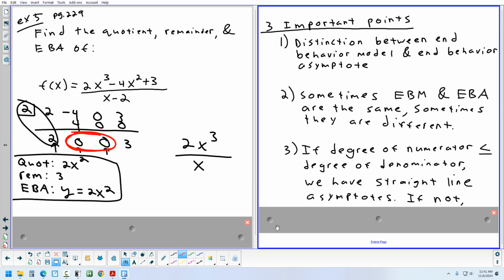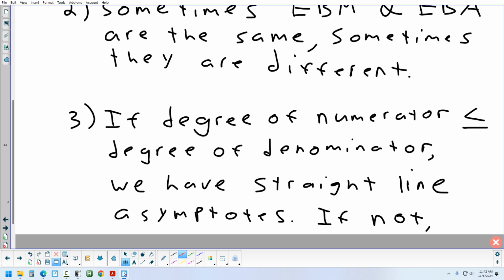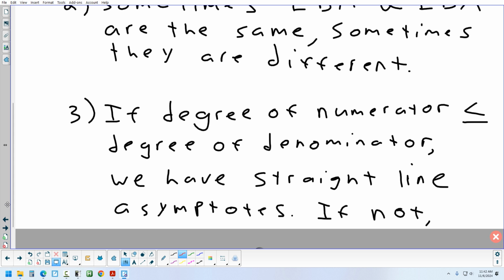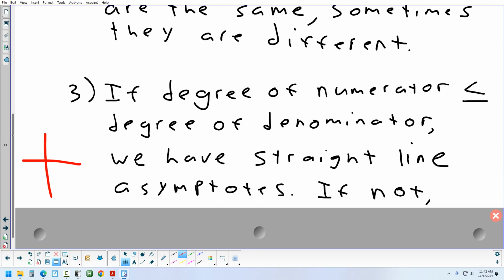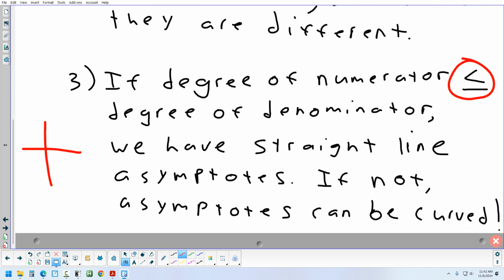When the degree of the numerator is less than the degree of the denominator, those are the kinds of problems we did yesterday. And we had two kinds of asymptotes. What were the two kinds of asymptotes that we studied yesterday? Horizontal and vertical. Horizontal, vertical, straight line asymptotes. When the degree of the numerator is bigger, what we can end up with are asymptotes that curve.